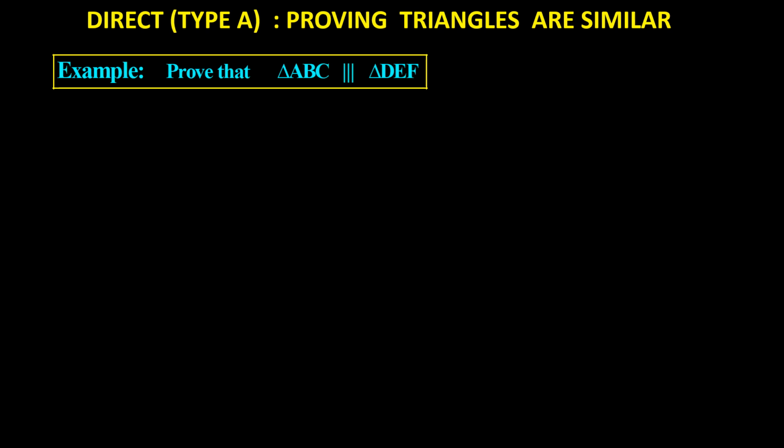Now let's look at the direct type of application here. This question asks us to prove two triangles are similar. Remember, we said similarity has to do with equiangular, and similarity has to do with the corresponding sides being proportional. Remember there are three. So similar, what is the other two?